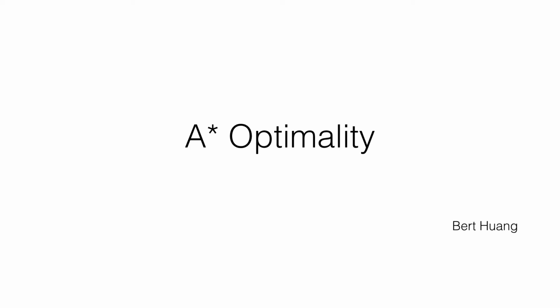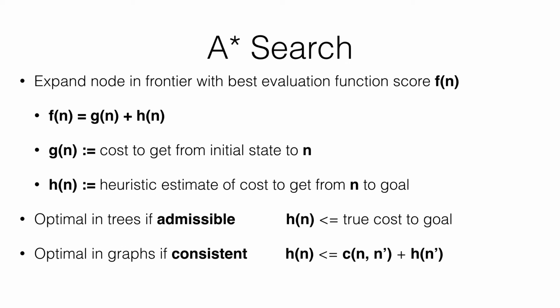So this will be a quick video discussing the optimality of A star. In A star search, we will be prioritizing all of our nodes in our frontiers by an estimate of how much it will cost to get from the initial state to the goal through that node.